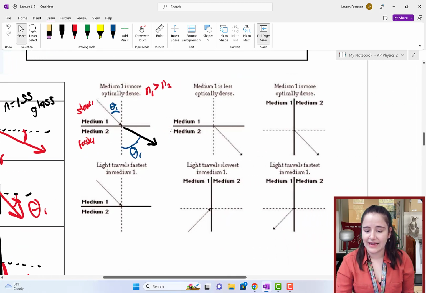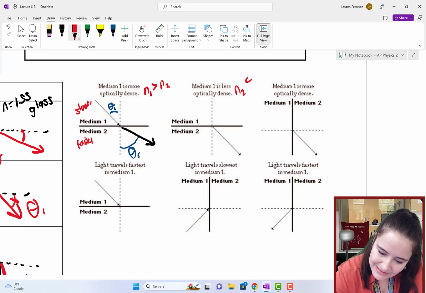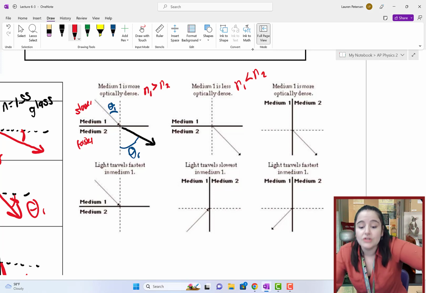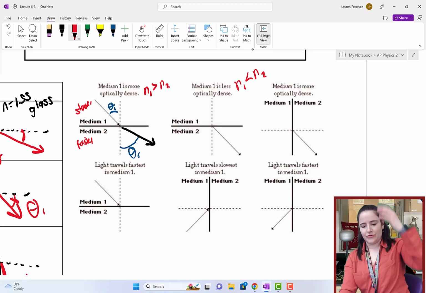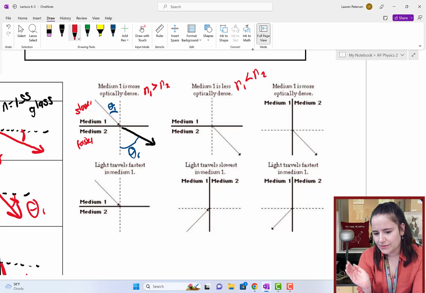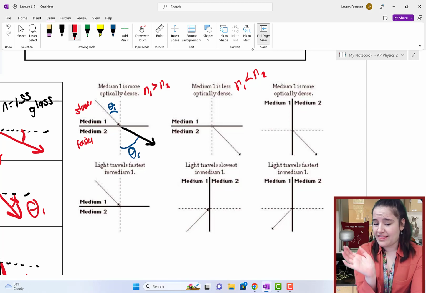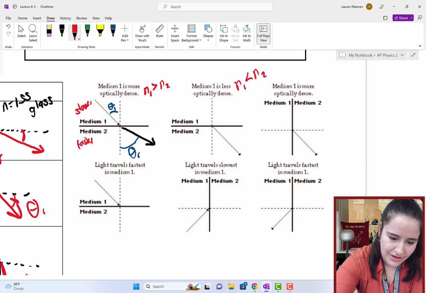Where in the second one, medium 1 is less optically dense, so n1 is less than n2, then we know that it is going to slow down when it gets into that denser medium, okay? So if we're picturing it, I'm going to picture this one going backwards. Backwards in medium 2, that's where it's going slower. And then when it hits medium 1, it would speed up and go away from the normal.